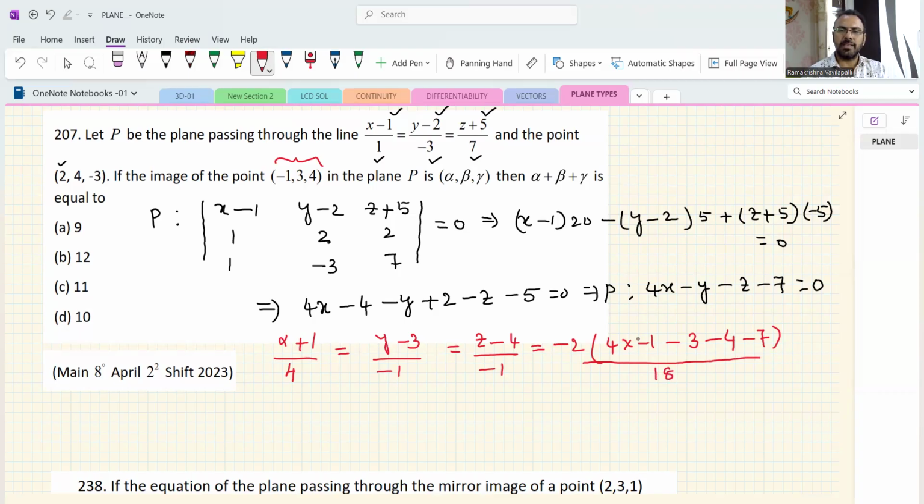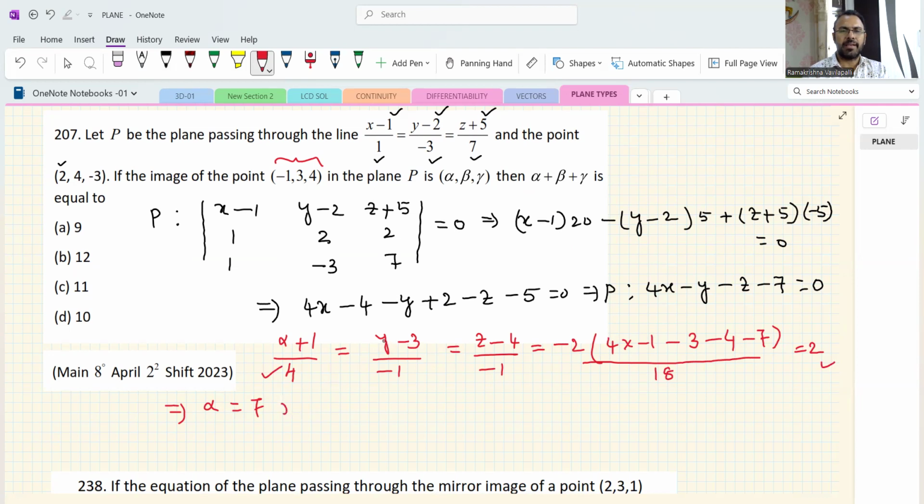All right, this is minus 4. Okay, so this is minus 18. 18, 18 cancel. You will get 2. So therefore, on doing the cross multiplication with each ratio, you will get that alpha is equal to 7, equating these two.